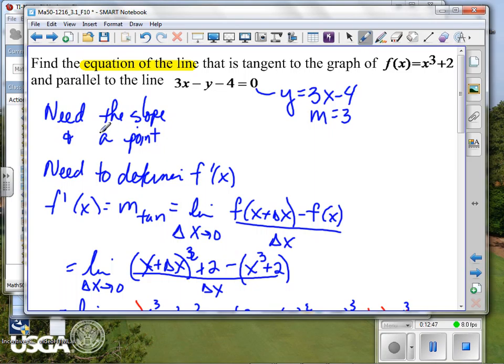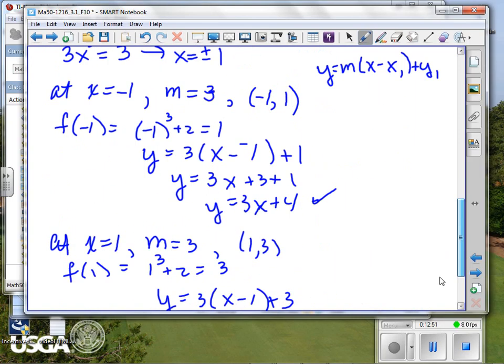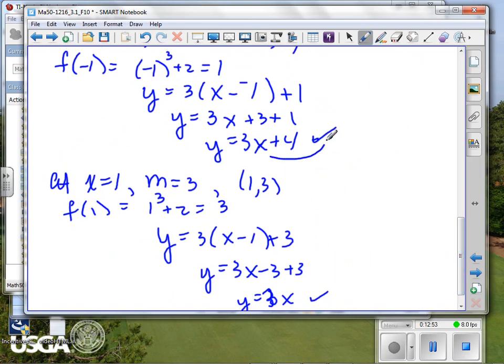Okay, Jordan. So are the equations y equals 3x plus 4 and y equals 3x? Those are the equations of the lines that are tangent to the curve and parallel to the other line. Okay, well, let's go on.